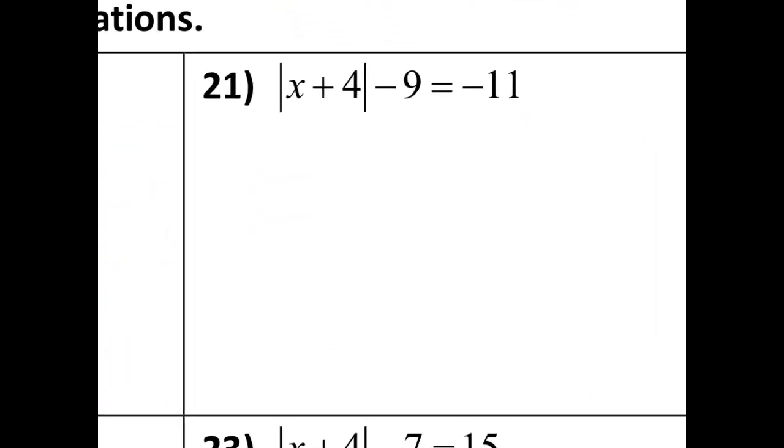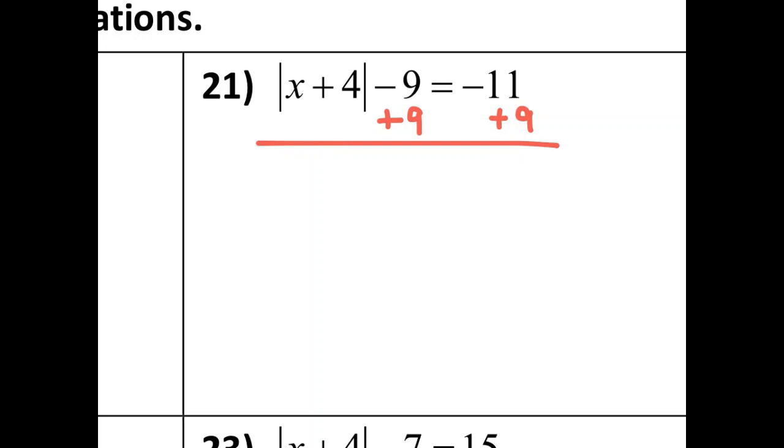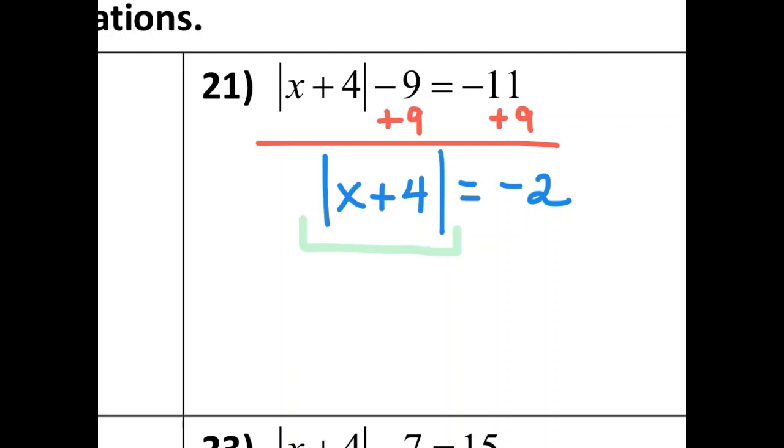In 21, I need to isolate the absolute value first, and so I'm going to add 9 to both sides. And when I do that on the left, I get just the absolute value all by itself. And on the right, negative 11 plus 9 is negative 2. And now I have a special case. Remember that the special cases happen when you've got the absolute value isolated on one side and a negative number on the other. And an absolute value is always positive, and a positive number cannot be equal to a negative number. And so this problem is going to have no solution.